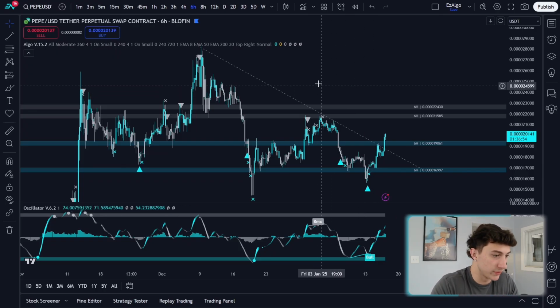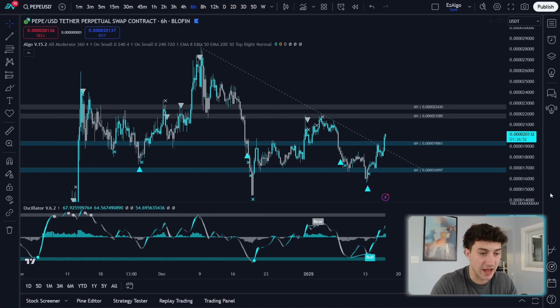Okay, so let's run through the settings here. The two indicators that I have pulled up are the EzAlgo V15 and then the oscillator. These are the two main indicators that I use on a daily basis.